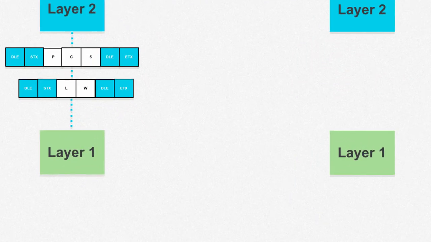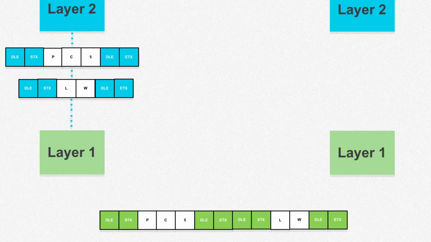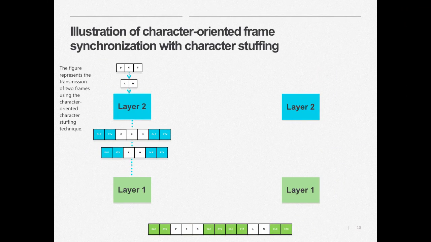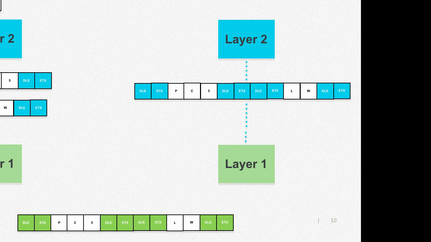Layer 1 will take all of these characters and transmit them through the transmission medium to the system on the right. All of the characters will be transmitted one after another without making a distinction or a pause between successive frames. Layer 1 receives that sequence of characters and it sends them on out to layer 2. And it is layer 2's responsibility to be able to separate them.